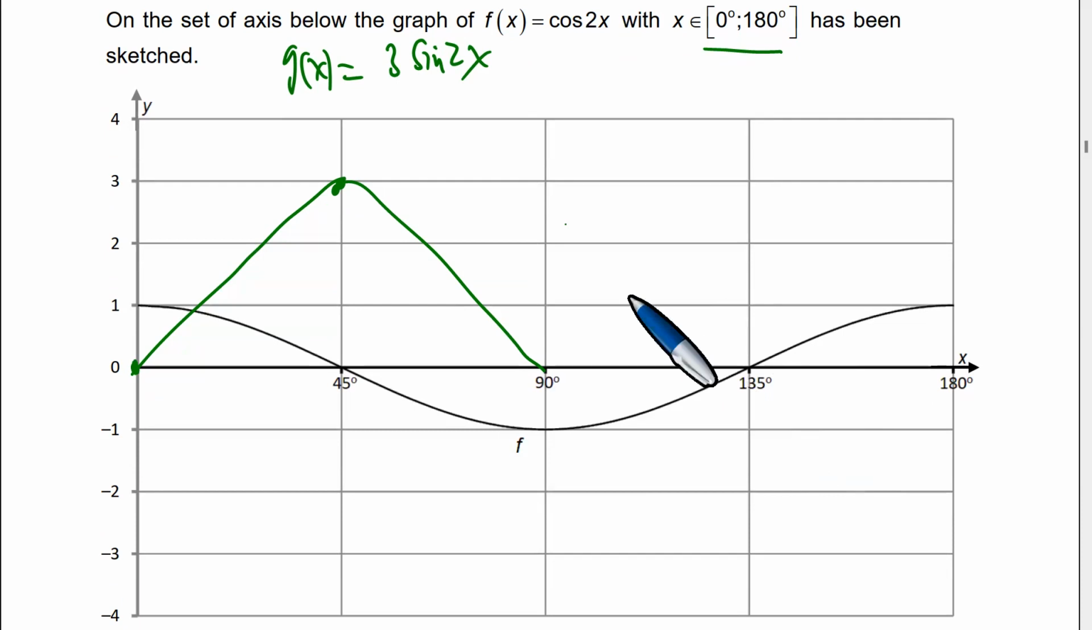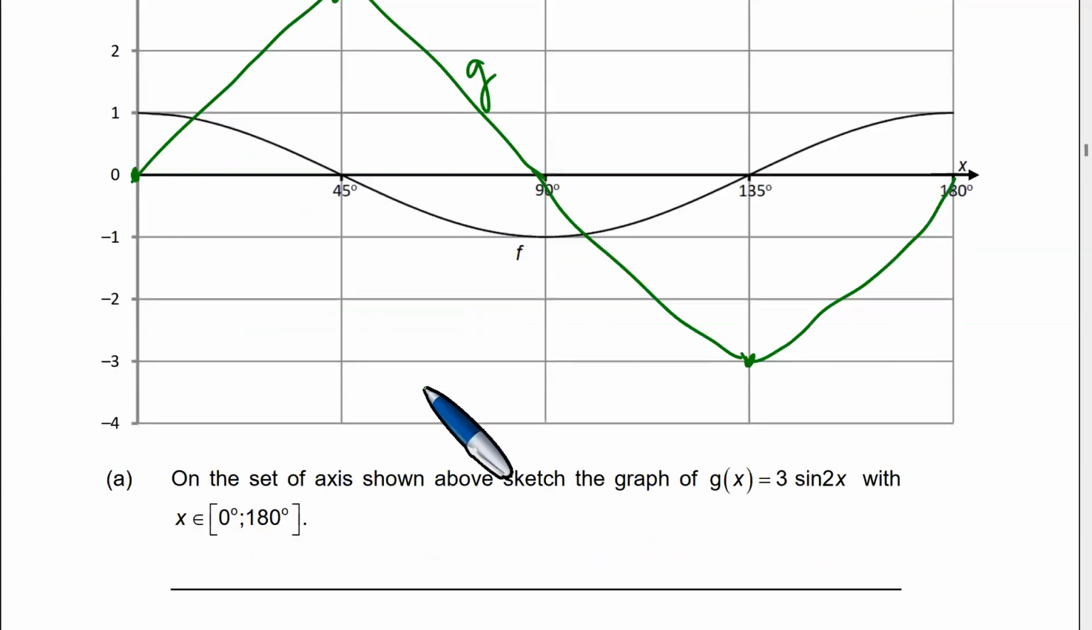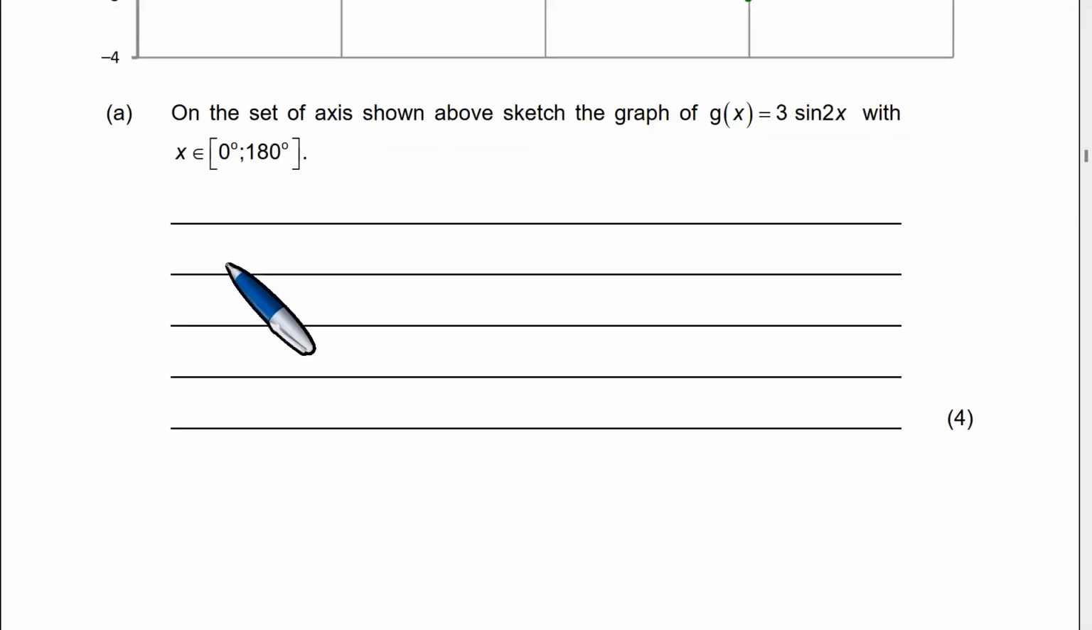Okay, 2 times 135, because x is 135, 2 by that is 270. Sine 270 is minus 1 using the calculator, and 3 times minus 1 is minus 3. 2 times 180 is 360, and the sine is going to be 0. We have the green graph, and the green graph is the g function. Right, next question. On the same set of axes shown above, sketch the graph of g of x with x between 0 and 180 degrees. We've already done that.